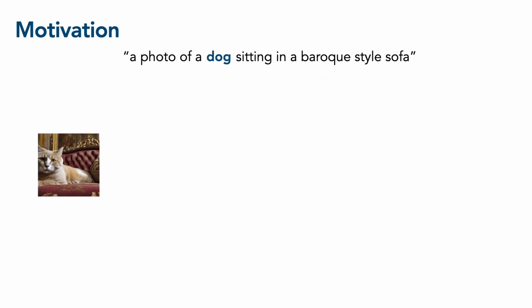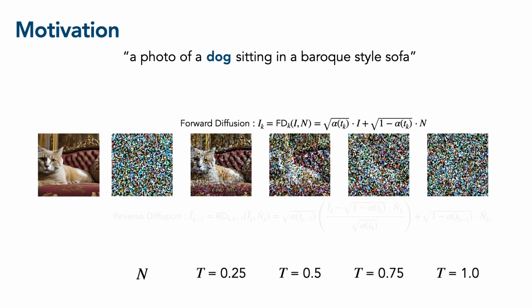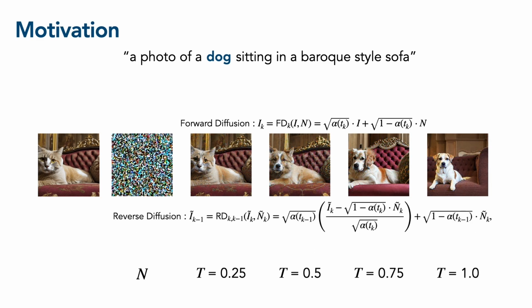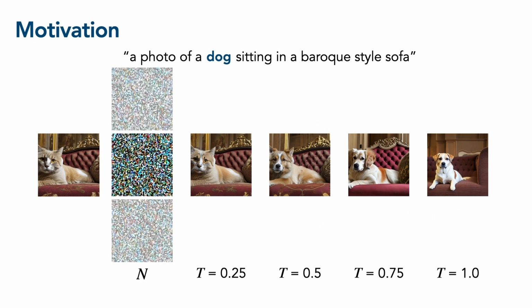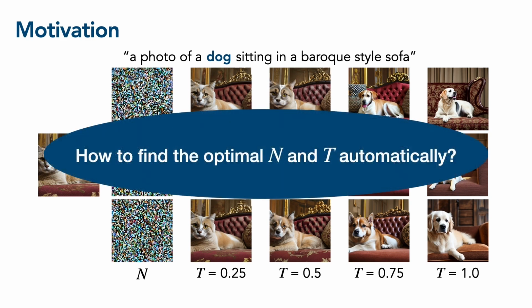Prior work like SDEdit proposed to sample a Gaussian noise N from its latent space and define a starting time step T to noisify the input image via the forward diffusion. Then, SD UNet will iteratively predict noise and extract it from the input via the reverse diffusion. When T is too small, the output doesn't reflect the desired edit. But if T is too big, the output diverges too much from the original image. Furthermore, the result can also vary greatly with different N. The question becomes how to find the optimal N and T automatically.